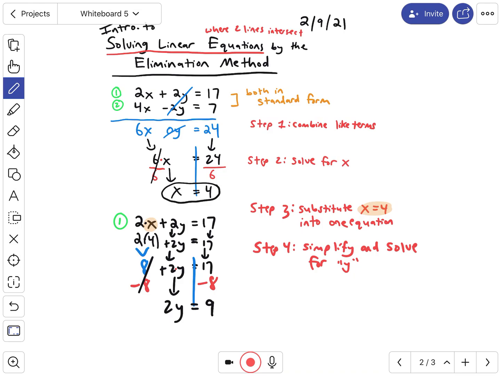And let's see. Now we're going to divide by, I feel like I'm making a mistake, but we'll see. I'll show you how to check your answers right now. Now we're going to divide by the coefficient, and then we have y equals 9 over 2, which is like 4.5.